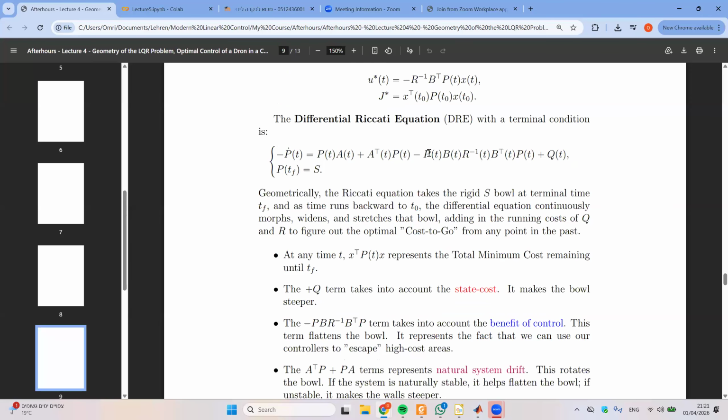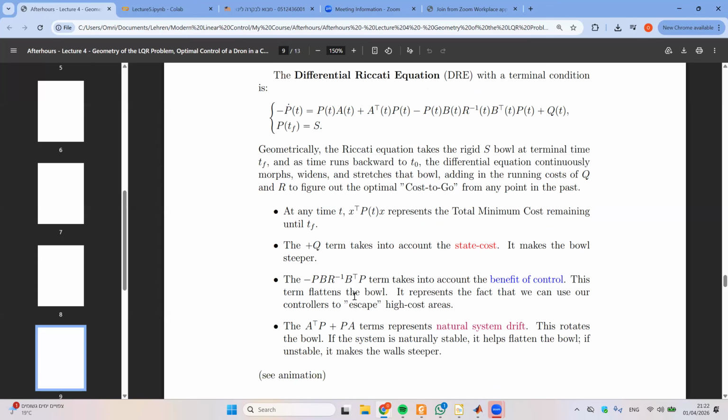And this term over here with the minus, it has this R in it in the B. It takes into account the benefit of control. So this term actually flattens the ball. It represents the fact that we can use our controllers to escape high cost areas. So if we have a very, very good controller, it's quite easy for us to go down the ball. So this term will actually make our, let's call it overall time varying ball P, be shallow.